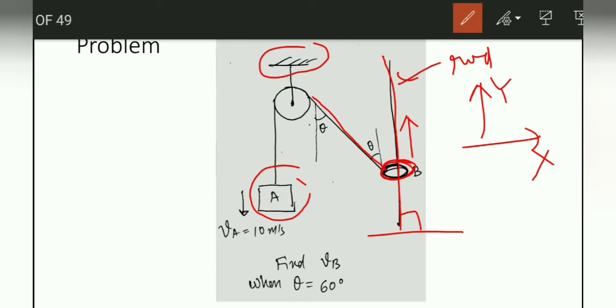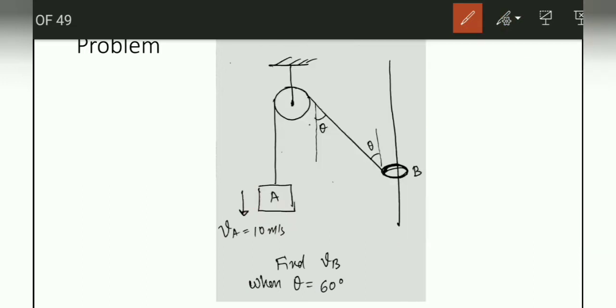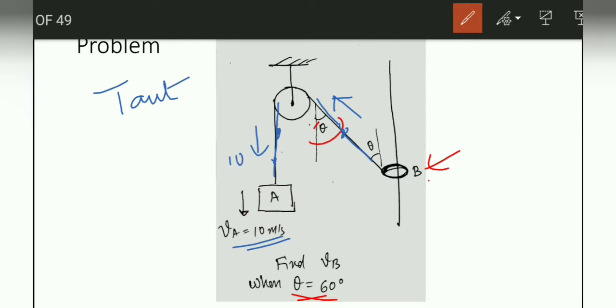So it is free to move only along the y-axis. Now we are asked to find Vb, the velocity of B, in both direction and magnitude, when theta is equal to 60 degrees. So how shall we approach this question? Here, the velocity of A is 10 meter per second. See, if the string has to be kept taut or tight, throughout the string every particle of the string will be having a velocity of 10 meter per second.